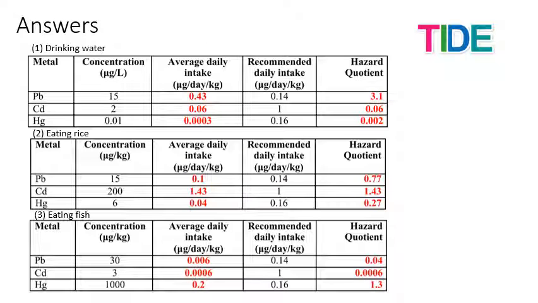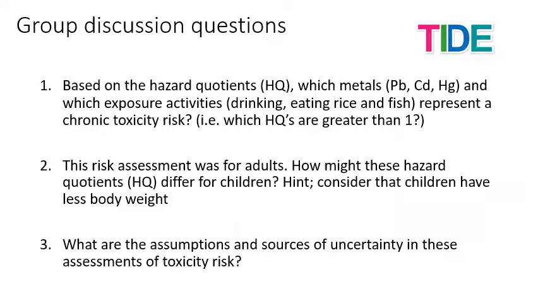So here in red are the answers to these calculations, to these 3 questions for calculating the average daily intake and the hazard quotients for drinking water, eating rice, and eating fish for these 3 metals. And hopefully you've all been able to replicate these numbers. And so in the last part of this section of the course, we're going to discuss these 3 questions, which I hope you've all had a good think about.